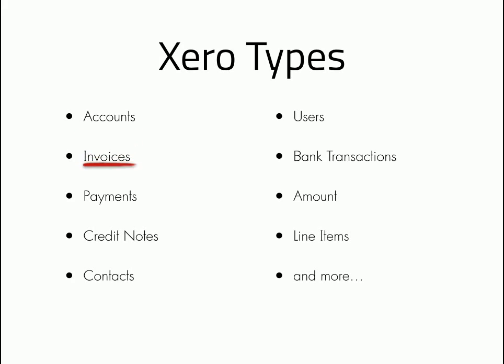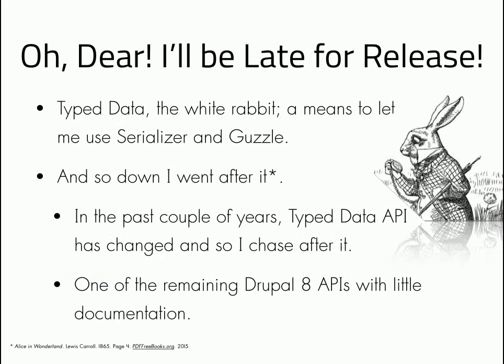And then we have complex data types like invoices, where an invoice can also include other complex data types like accounts, contacts, and line items, which don't live by themselves. They're always a part of an invoice. So I'm looking at this and I'm like, wow, that's a lot of types. I'm going to be late for release. And this is 2013. Oh dear, I'll be late for release.